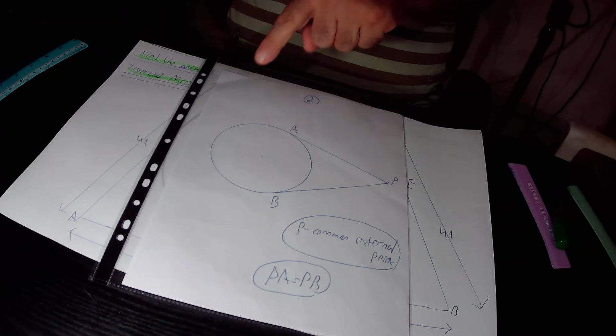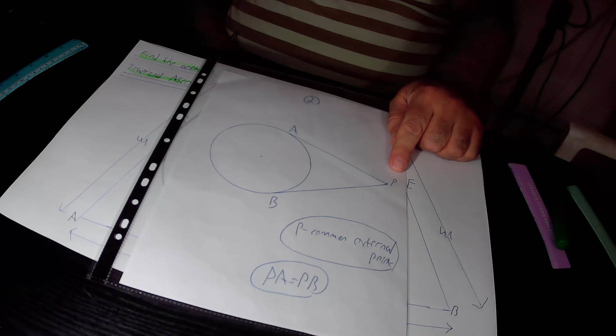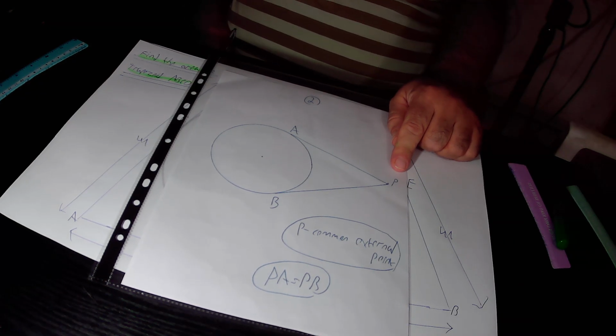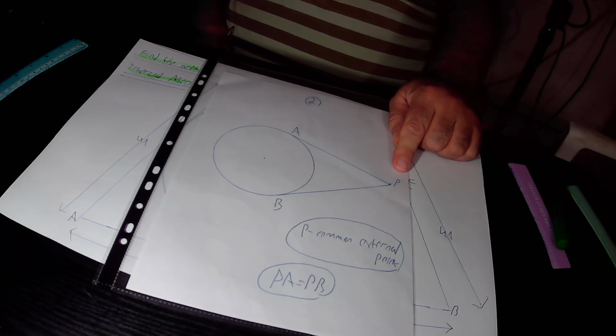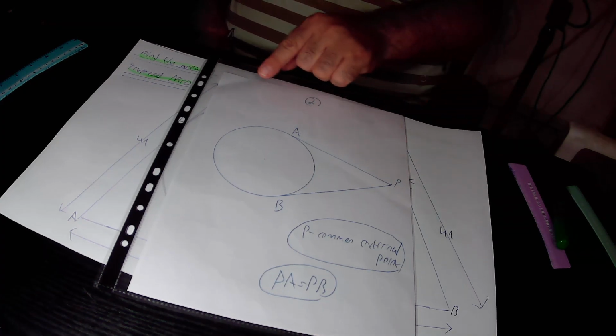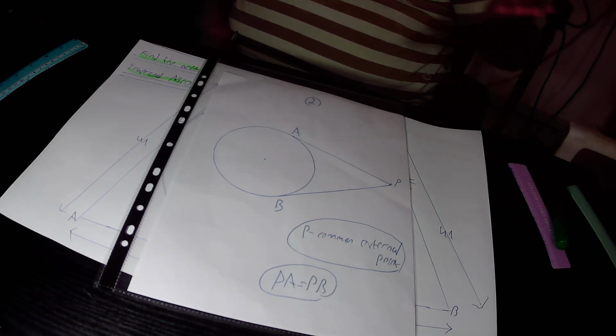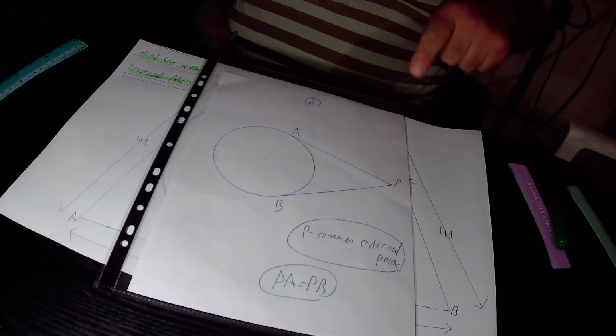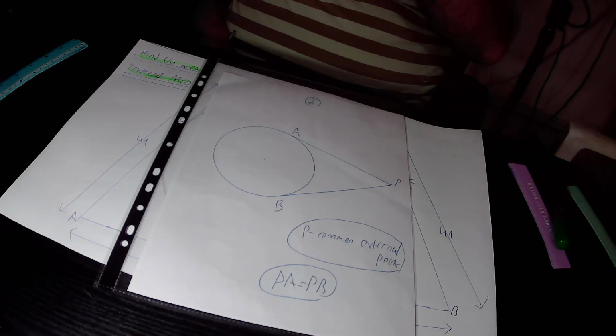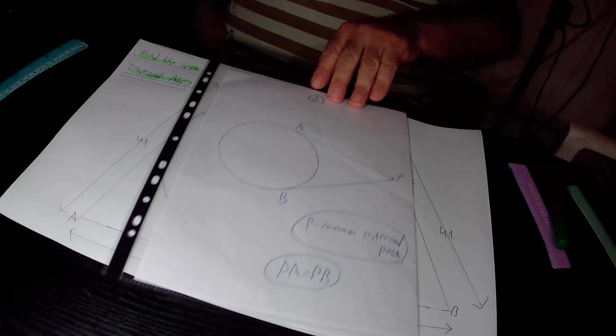So in the drawing we have a circle. This is the common external point P. From this common external point P, we have two tangents to this circle, tangent PA and tangent PB. And according to rule 2, they are equal to each other. That is to say, PA equals PB. So we can implement rule 2 in our drawing.